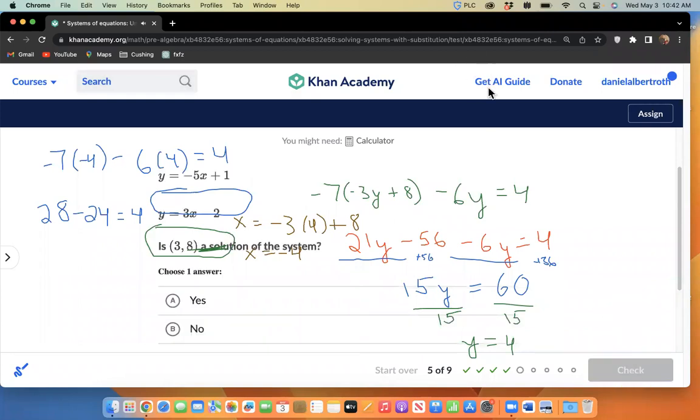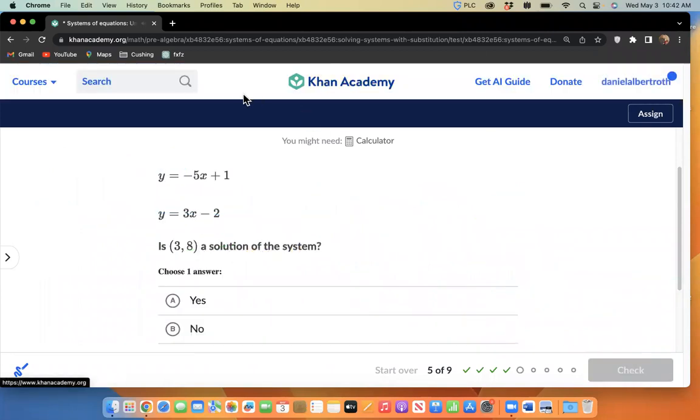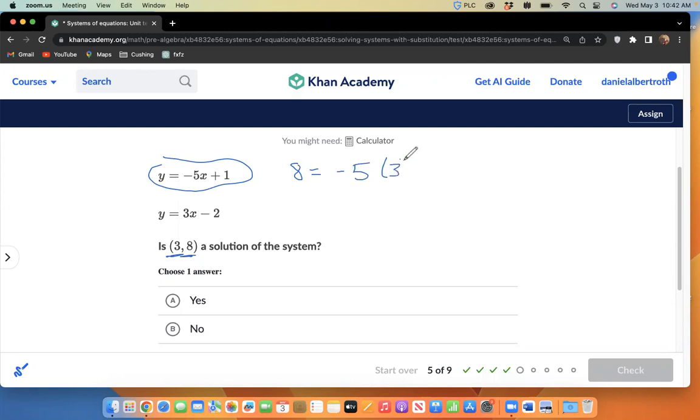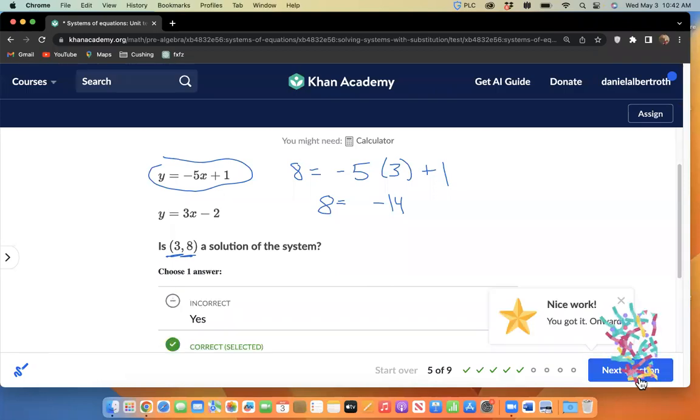All right, next one. Is (3, 8) a solution? Let's check it. x is 3, y is 8. Let's check the first one. So 8 is the y value. Does that equal -5 times 3 plus 1? That doesn't sound right. 8 equals -15 plus 1. That's -14. Don't like it. Check the first. Doesn't work. I'm going to give it a no. Very nice.